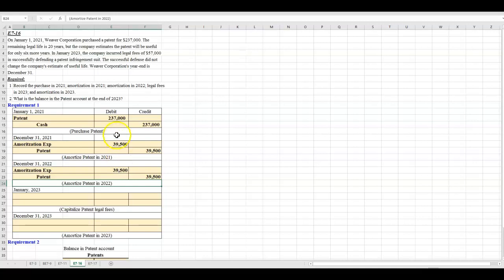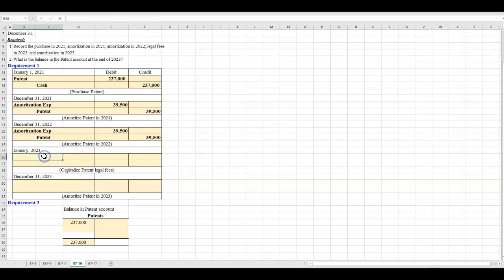So what happened in 2023? In January, the company incurred legal fees of $57,000 in successfully, and that's important, defending a patent infringement suit. It did not change the company's estimated useful life. So now we had to pay legal fees to defend our patent. We need to add that to the cost of the patent. That's a debit of $57,000. And we'll credit cash because we had to pay cash for it.